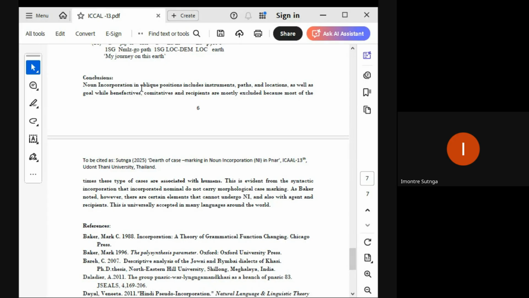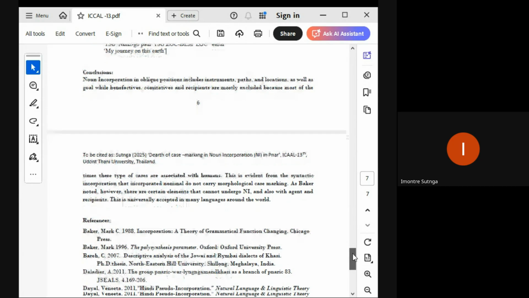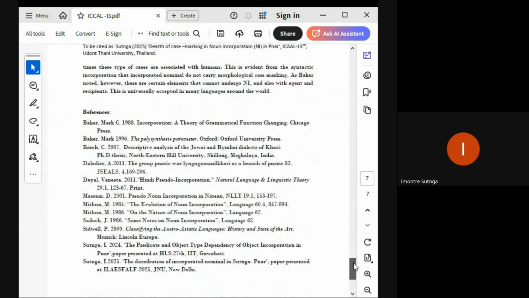So my conclusion is that incorporation in oblique position includes instrument, parts and location as well as goal, while benefactive, comitative, and recipients are more excluded because most of the time these types of cases are associated with humans. This is evident from the syntactic movement, and that the incorporated nominal does not carry morphological case marking. As Baker noted, however, there are certain elements that undergo NI, and also with agent and recipient, this is universally accepted in many languages around the world. So here's my reference. Thank you.